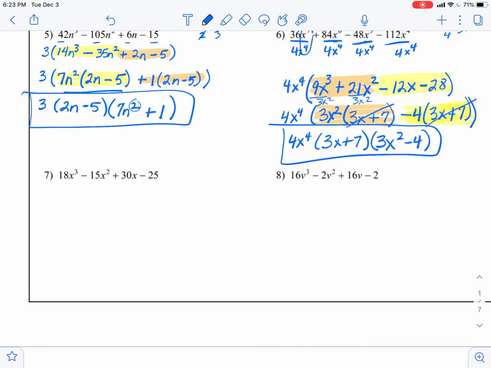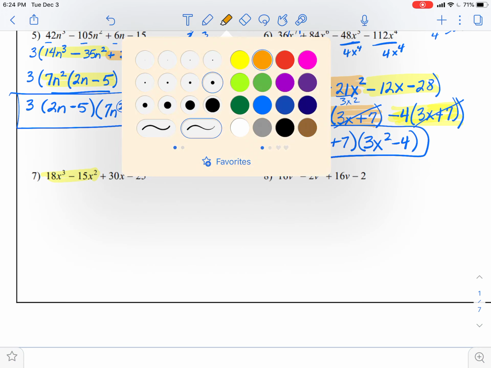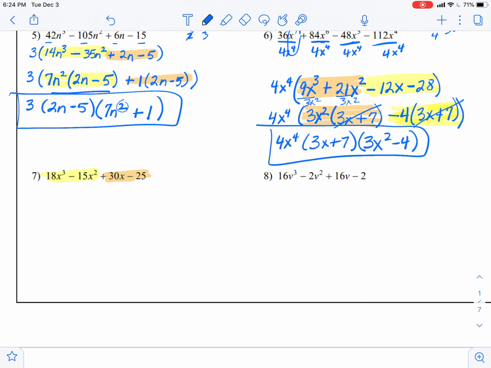Okay, number 7. 18, 15, 30, and 25. Anything in common in those? 25 is just 5 and 5. 5 won't go into 18, so it looks like we don't have any common factors we can take out. So I'm now going to go to grouping. So of 18x cubed minus 5x squared, what do they have in common? So what does 18 and 15 have in common? And is a 3. Then x squared and x cubed, that would be an x squared. Let's take out 3x squared.